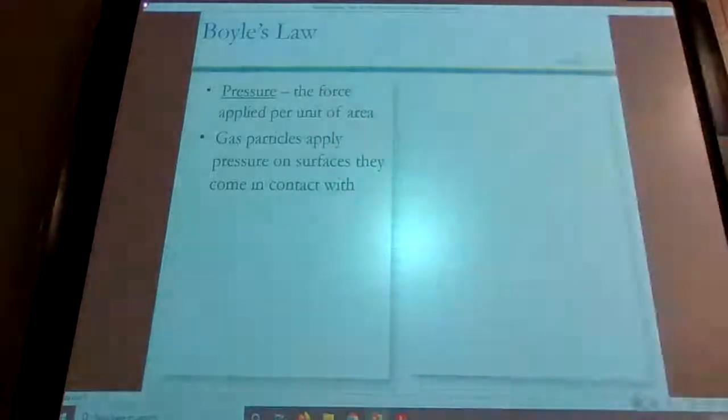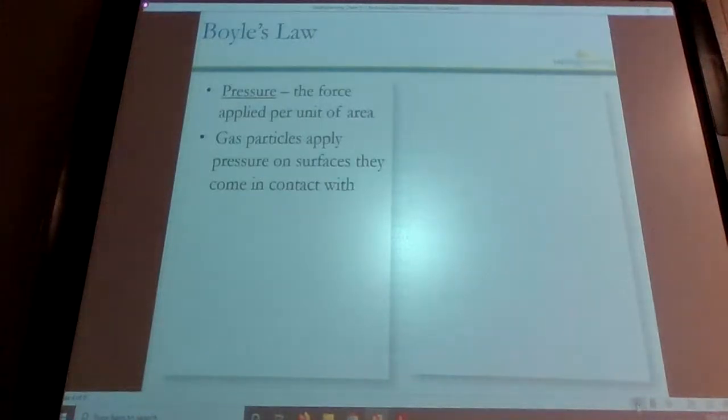And here's what it is. Why, if there's so much empty space in between molecules of gas, I think I shoved it all in here. Here it is. Hold on. My bad.